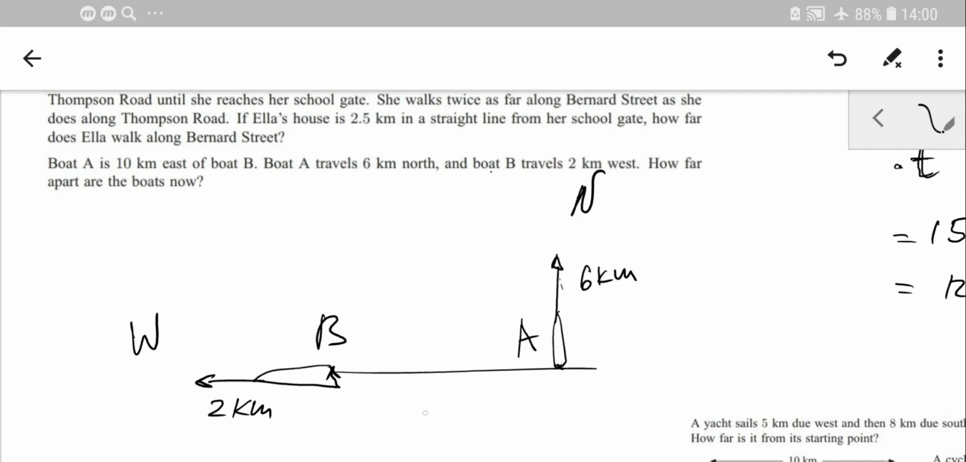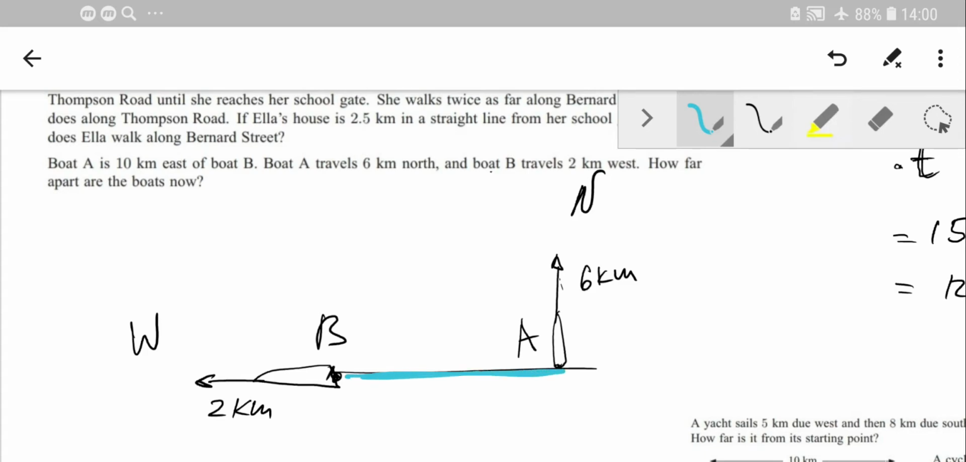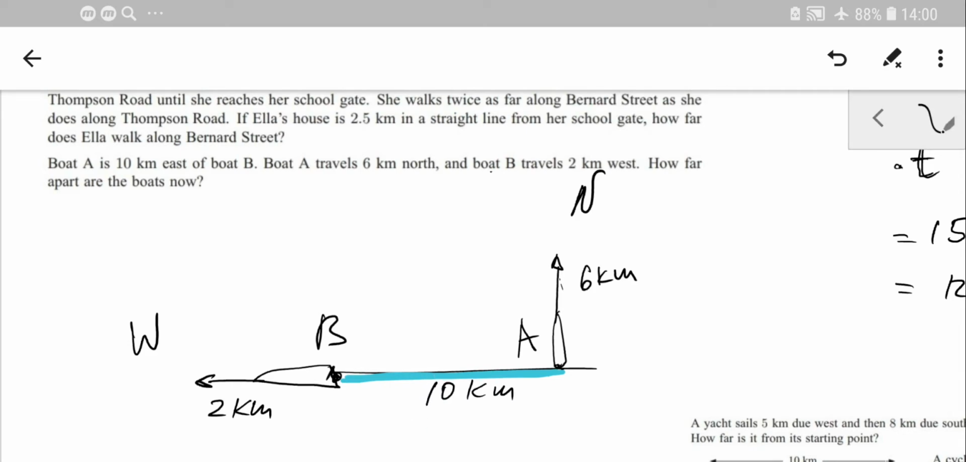Okay, so this is the initial distance. I highlight it as the blue one. So this is the initial distance, which is 10 kilometers. They're apart 10 kilometers. So this is boat B, this is boat A. So after traveling 6 kilometers, boat A will be somewhere here. That's the position of boat A.